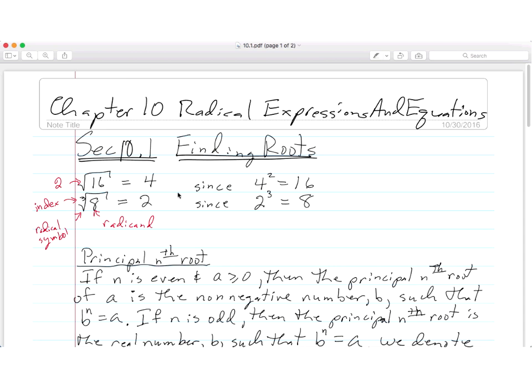Okay, so let us start chapter 10, Radical Expressions and Equations. So, section 10.1, Finding Roots.